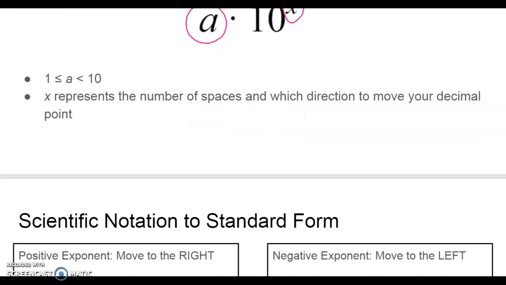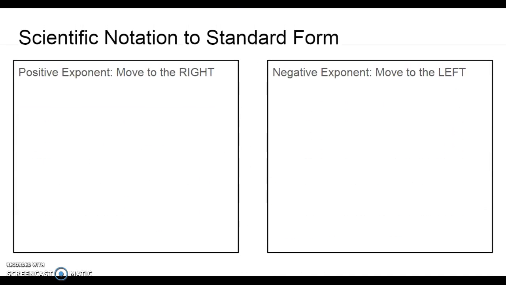So let's think a little bit more about that on this next slide. If we start with scientific notation and try to convert it into a regular standard form number, we might have something like 3.4 times 10 to the 7th power. My exponent is a positive 7. This tells me that when I multiply 3.4 by 10 to the power of 7, my number is going to get bigger, because I have a positive exponent. So I want to move my decimal point 7 spaces to the right. When I have a positive exponent, I move my decimal point to the right.